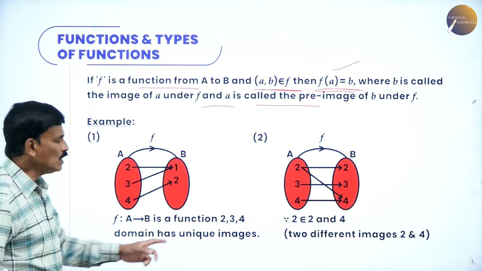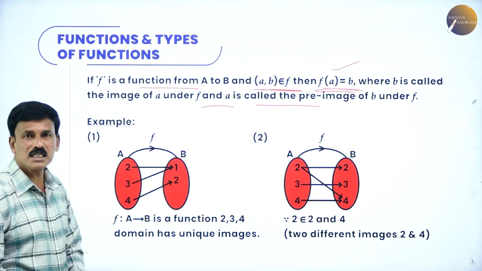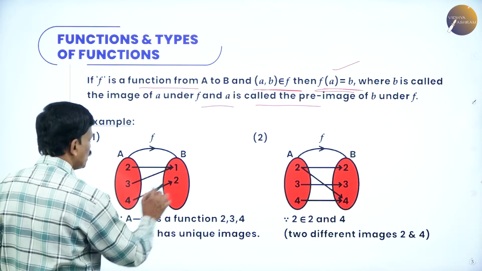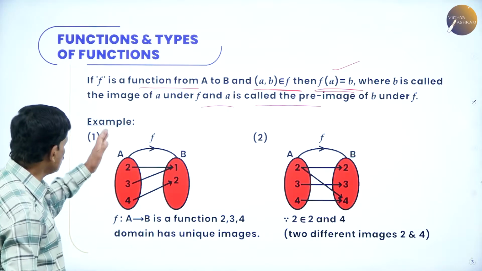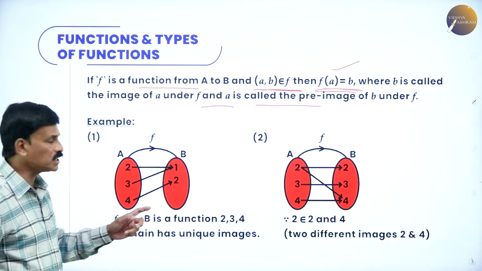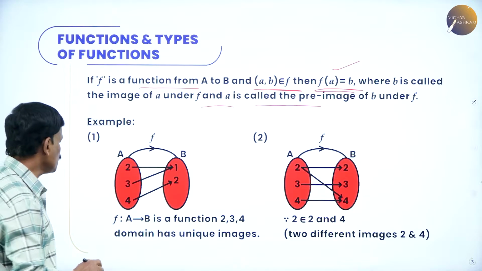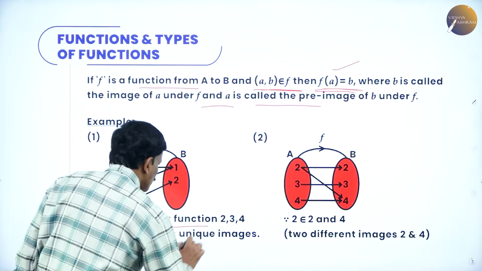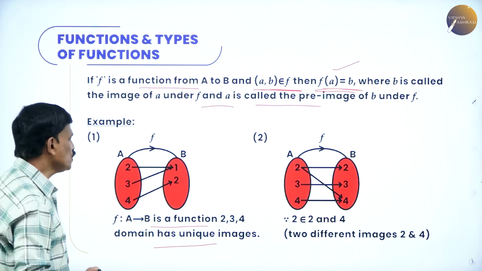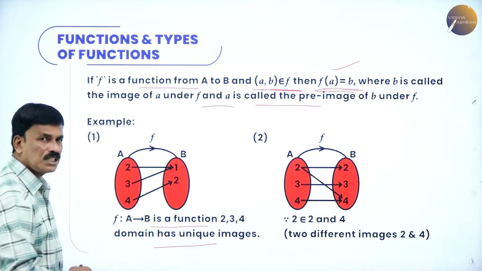Here let us consider the set A. A contains 2, 3 and 4. Another set B contains 1, 2. Let us map 2 to 1, 3 to 1 and 4 to 2. Here all the elements of A and B are used and there is a unique association: 2 to 1, 3 to 1 and 4 to 2. So that means f from A to B is a function, and this domain 2, 3, 4 has unique images. The domain 2, 3 and 4 will have the unique images.